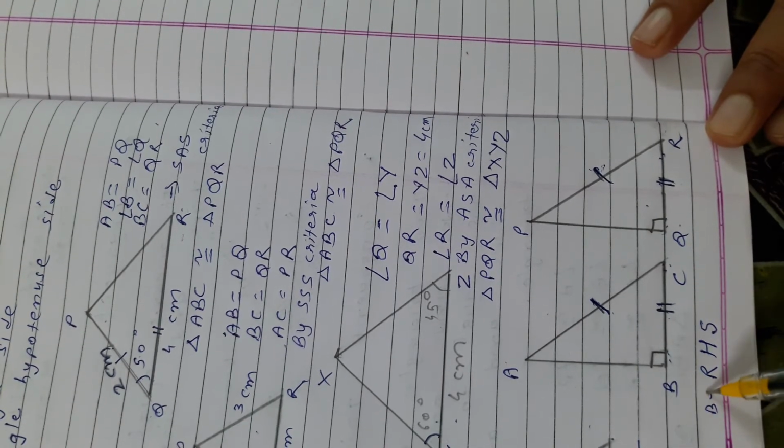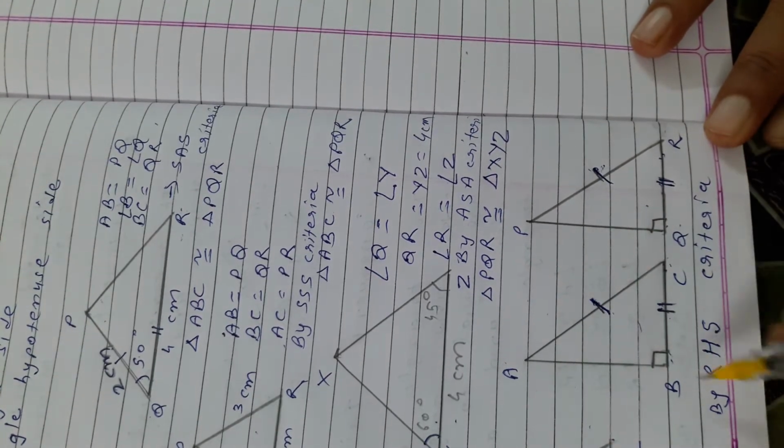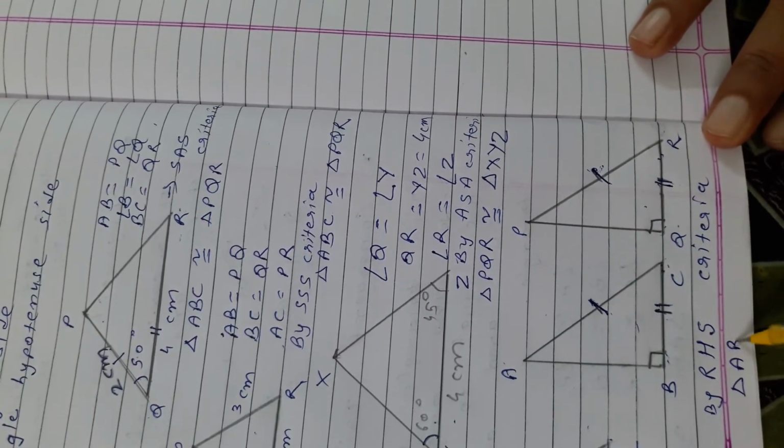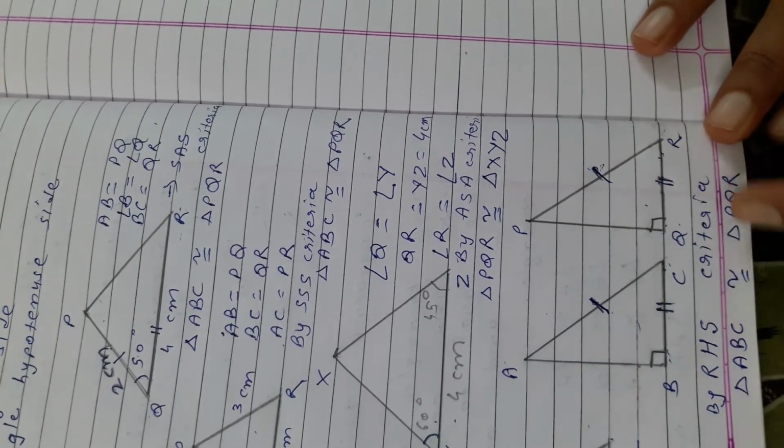So by RHS criteria, triangle ABC is congruent to triangle PQR. Both the triangles are congruent.